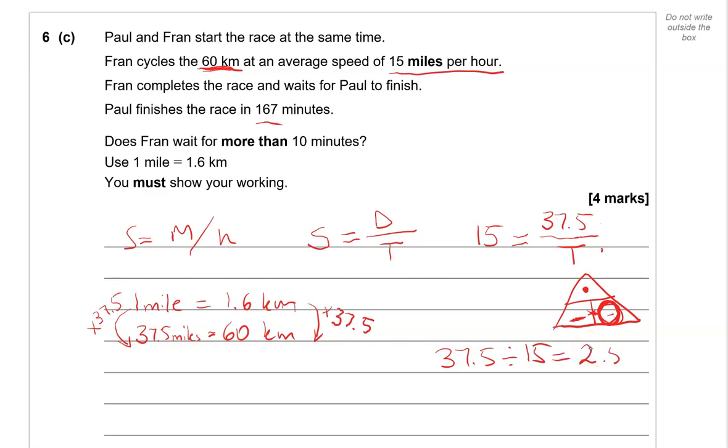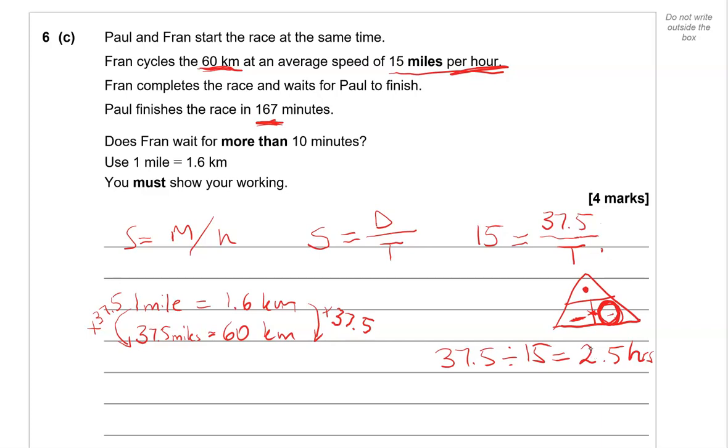And that gives us 2.5. What unit is that? That is hours, because we input hours. So now the question is, does Fran wait for more than 10 minutes? Because Paul finishes the race in 167 minutes. You could convert these into hours, but I think it's easier to convert into minutes.